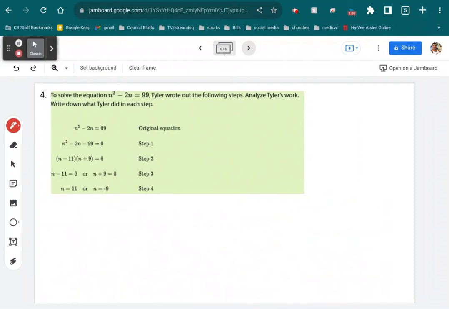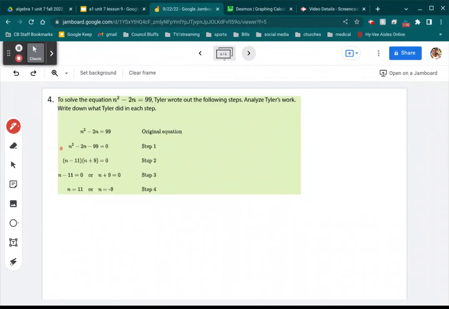Okay. So number 4, to solve the equation n squared minus 2n equals 99, Tyler wrote out the following steps. Analyze Tyler's work. Write down what Tyler did in each step. So he starts out with n squared minus 2n equals 99. And then in his first step, he goes to n squared minus 2n minus 99 equals 0.